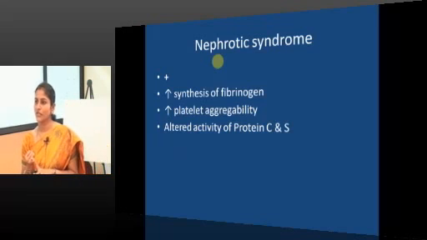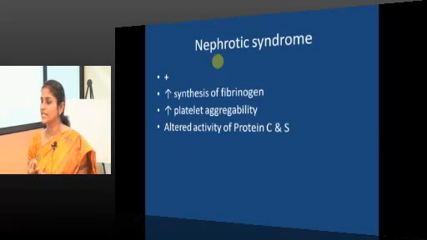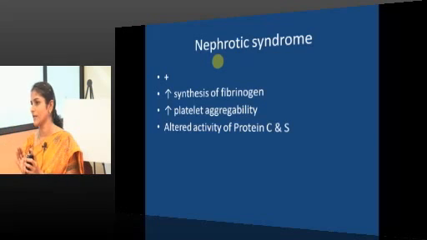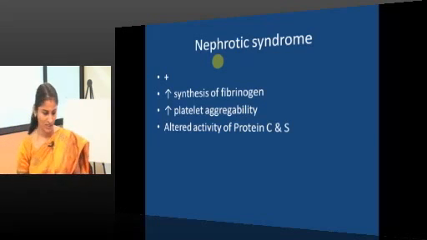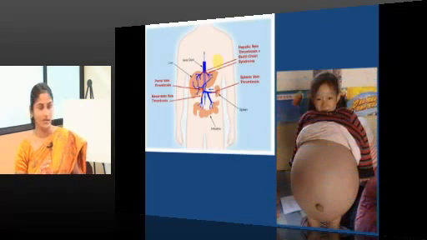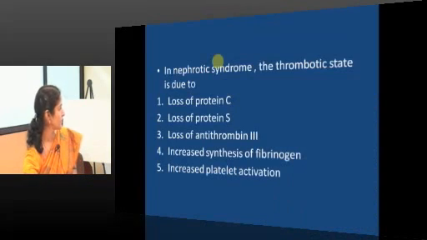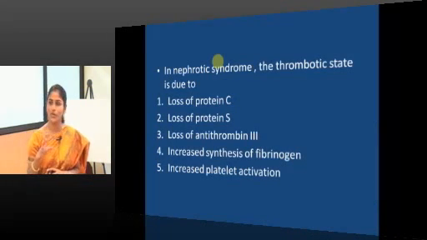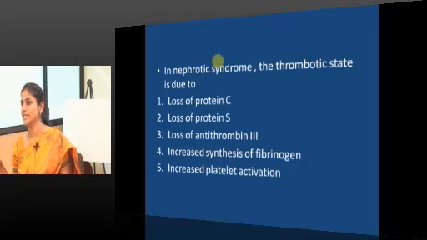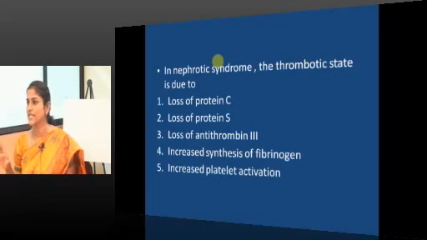Apart from loss of antithrombin 3, it is also due to increased synthesis of fibrinogen, increased platelet aggregability and altered activity of protein C and S. All these mechanisms act together and will cause hypercoagulability, hence making the patient vulnerable to develop thrombosis with the resultant Budd-Chiari syndrome. So, in a nephrotic syndrome patient, the thrombotic state will be due to loss of antithrombin 3, increased fibrinogen, increased platelet activity, and it is not due to loss of protein C and S, it is due to altered activity of protein C and S.